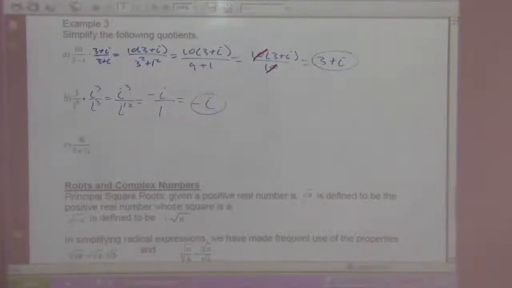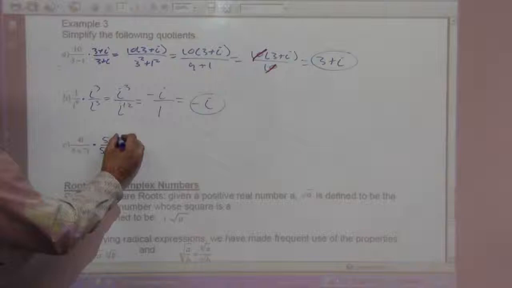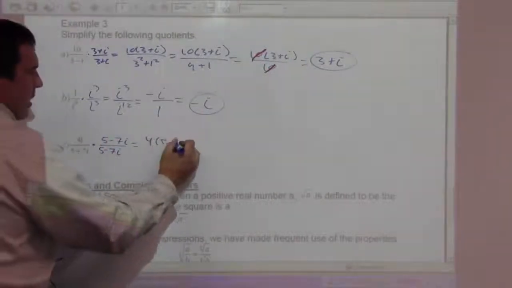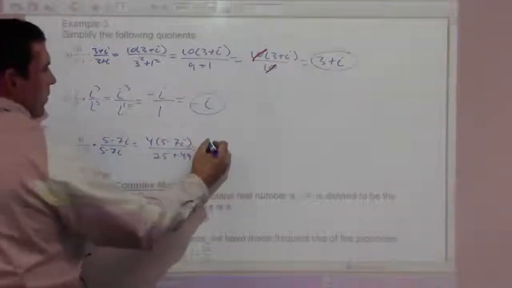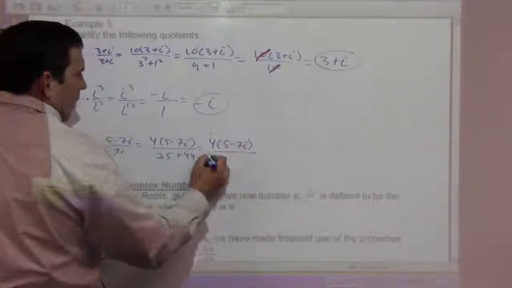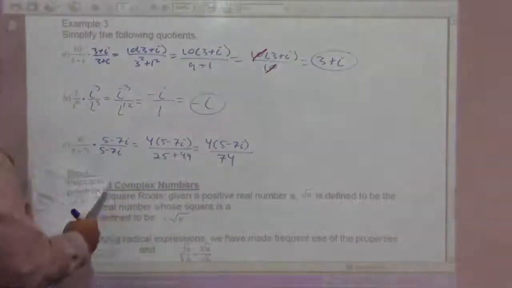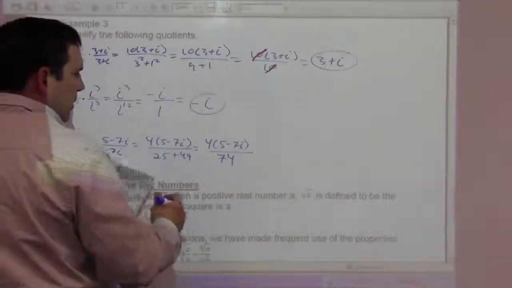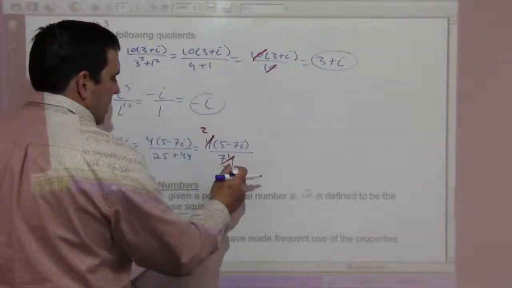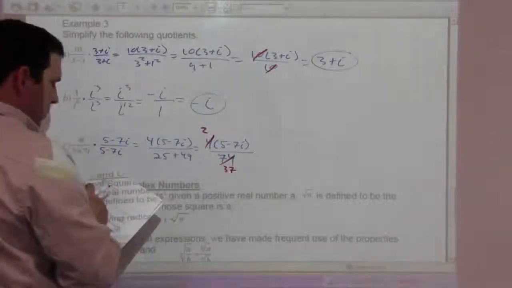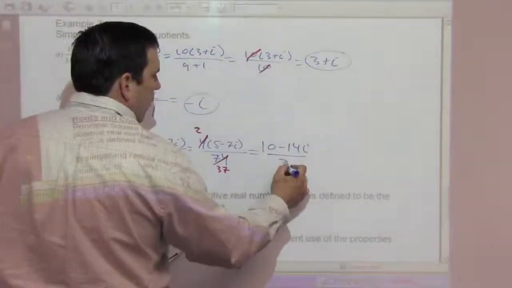Now we have 4i over 5 plus 7i. I'll multiply by the conjugate of 5 plus 7i. That'd be 5 minus 7i. That's going to be 4 times 5 minus 7i over 25 plus 49. And 25 plus 49 is 74. And you can reduce that a little bit. Divide by 2. You get 2 here, and you're going to get 37. 2 times 5 is 10, minus 14i, that's 2 times 7i, over 37.